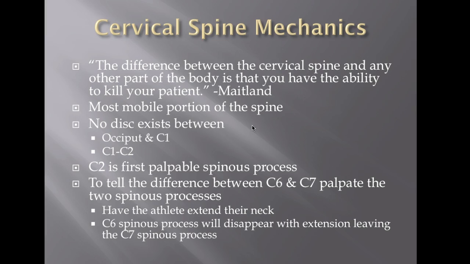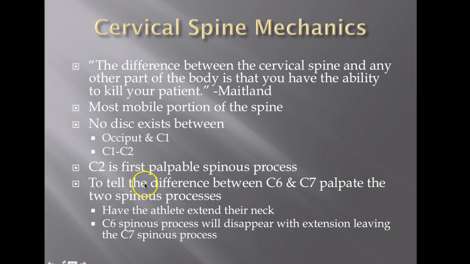So, like it says here, there is no intervertebral disc in between the occiput and C1 and between C1 and C2. So there's no cushion between the base of their skull and the first cervical vertebrae, and between the first vertebrae and the second one as well.